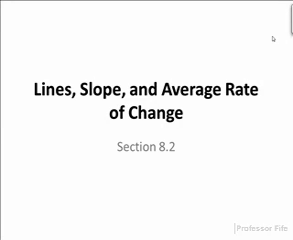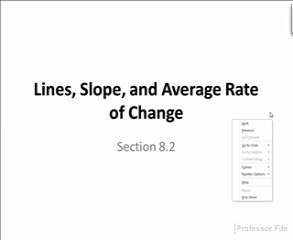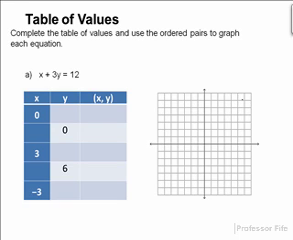Section 8.2 talks about lines and slope. We start by looking at a table of values. A table of values is simply a table that lists x and y values that make an equation true. It gives you a list of points that you can plot on a graph in order to draw your line.